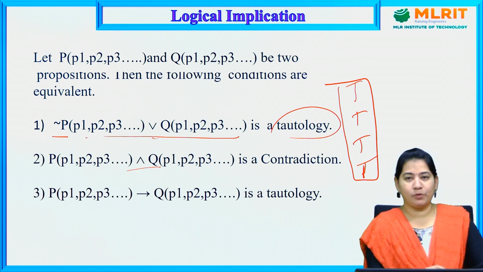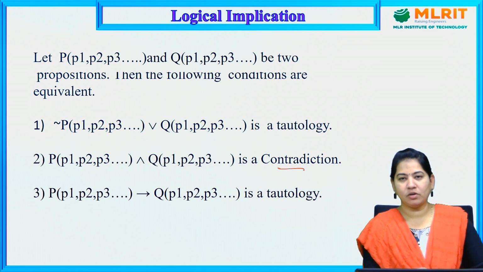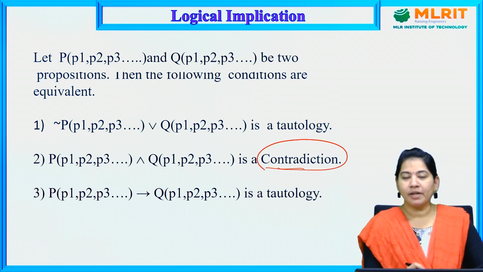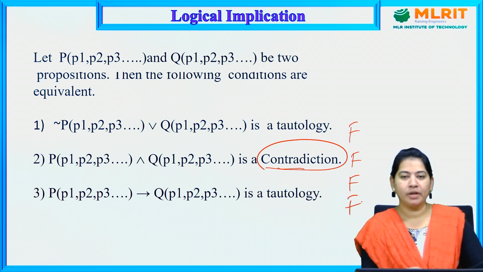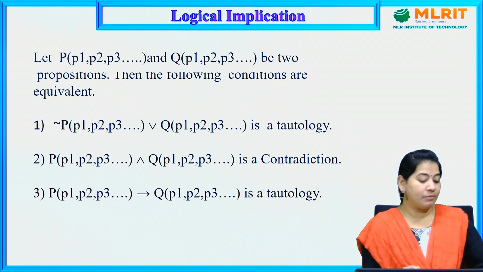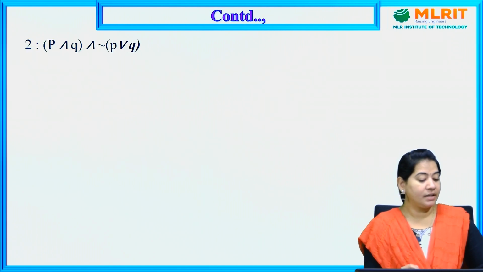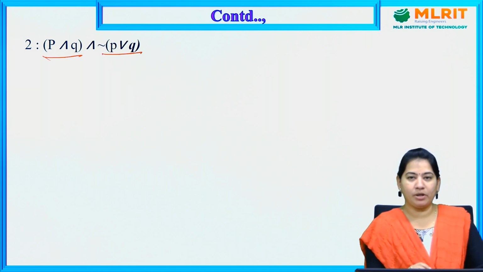P and Q. Here for P and Q we need to get the contradiction. Contradiction means a statement formula is said to be a contradiction if the resultant value is all false. This is called contradiction. Now let us see the example for the contradiction, that is the second condition, P and Q and negation of P or Q.